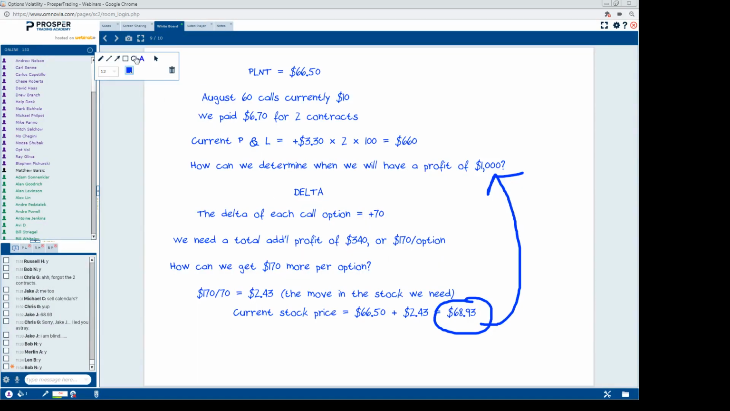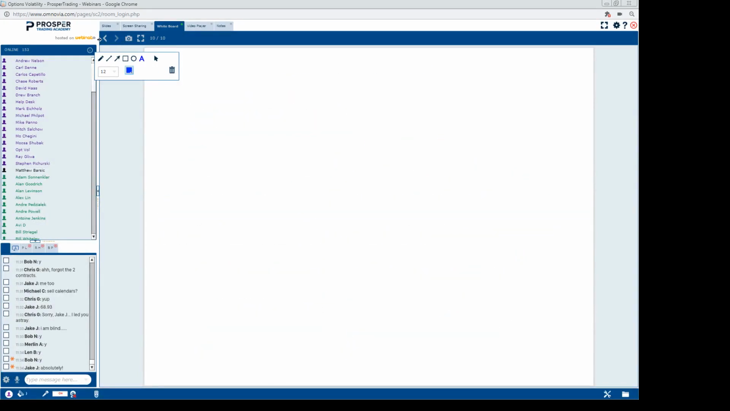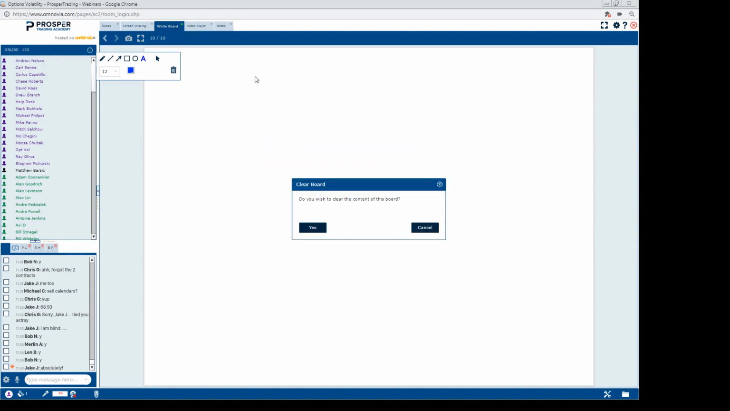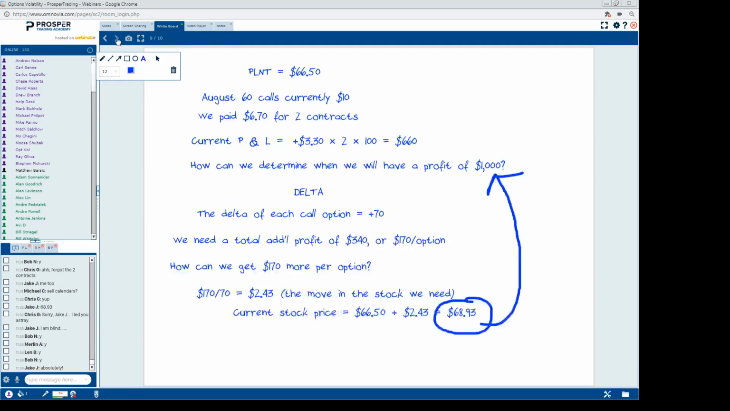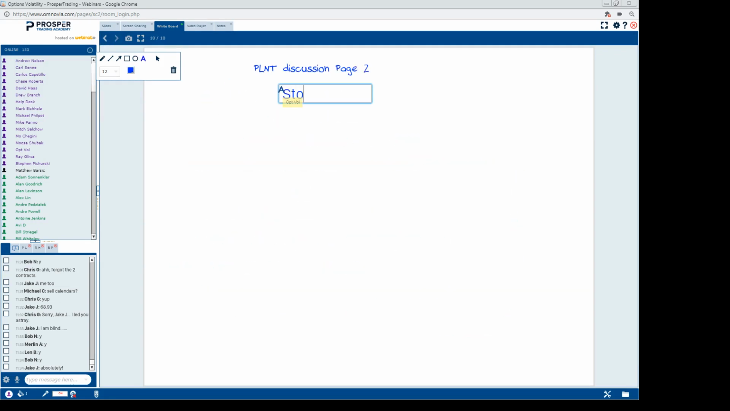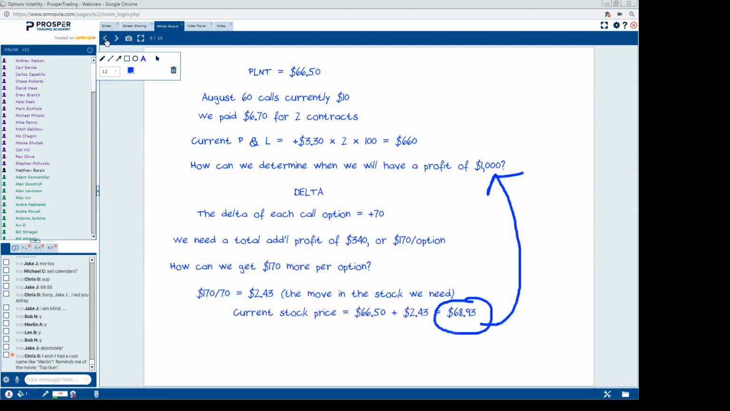Okay, let me go to page 2 of this. Okay, this is plant discussion. Page 2. Okay, again, the stock was $66.50. And the value of each of our options are $10.